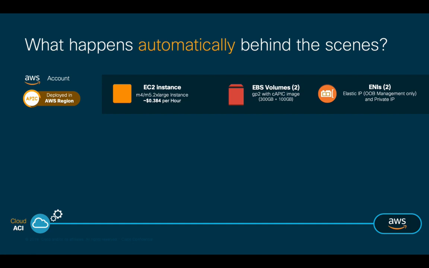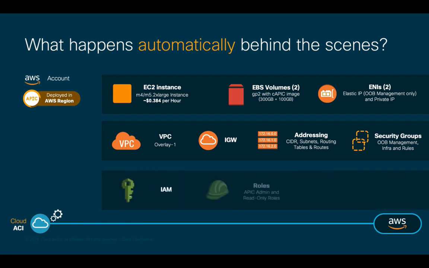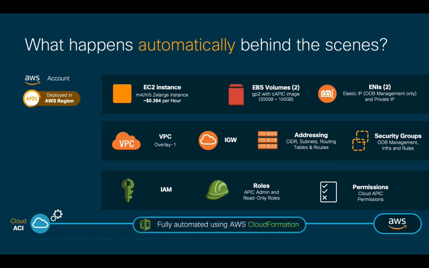All the networking constructs Cloud APIC would need to communicate were also automatically created, including the VPC, Internet Gateway, CIDR blocks, subnets, routing tables, and security groups, along with the corresponding rules to provide secure access. Finally, other things that were automatically created as part of the initial deployment process include IAM roles and permissions so that Cloud APIC can execute configuration changes on behalf of this account. All this was fully automated by Cloud ACI, leveraging AWS CloudFormation.